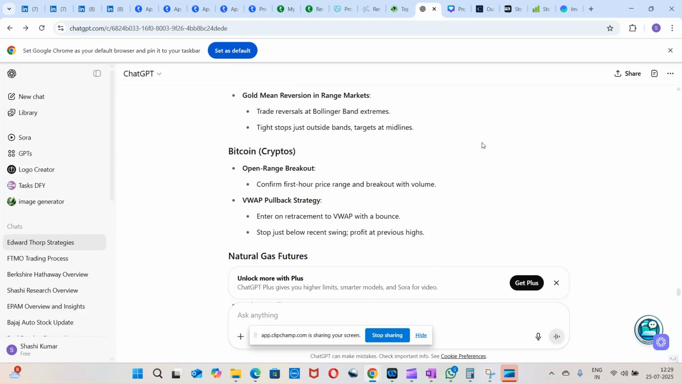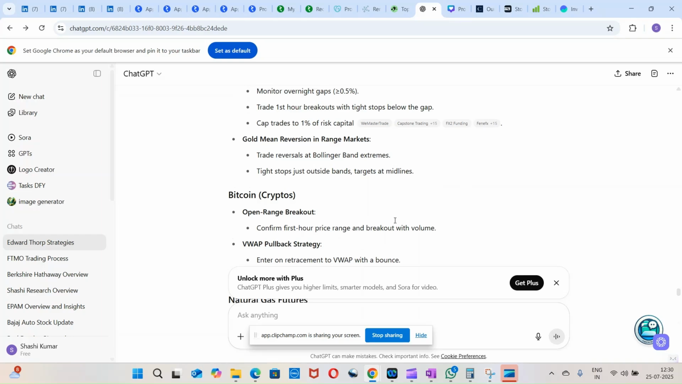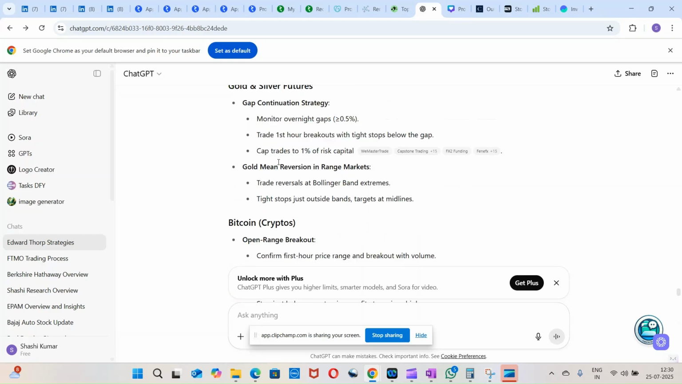Most people are doing Bitcoin nowadays, okay, and this 1-hour range breakout strategy works well. Pullback strategy works well. Even Bollinger Band strategy works well in cryptos. Gaussian channel strategy works well in cryptos. Okay, gold, if you want to do, most people do gold and Bitcoin only. So for gold, mean reversion strategy, Bollinger Band extremes, you take the trades, and gap continuation strategies we could use.